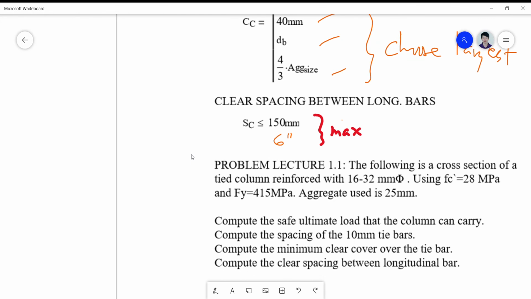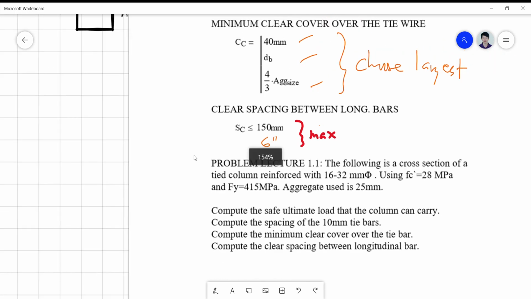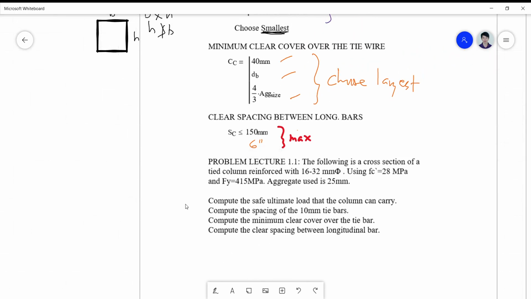Okay, so these are just a few of what we need to take note on. So on the next video, I'll be giving you a simple problem on how to compute for the safe ultimate load, the spacing, the minimum clear cover, and the clear spacing between longitudinal bars. Okay, so I'll see you on the next video.